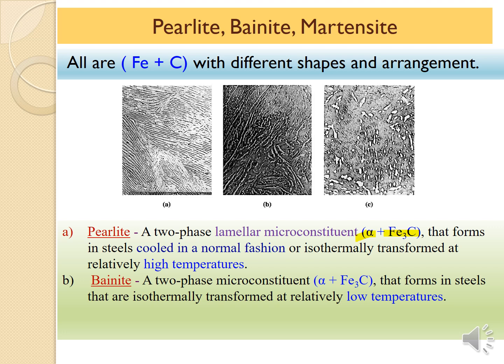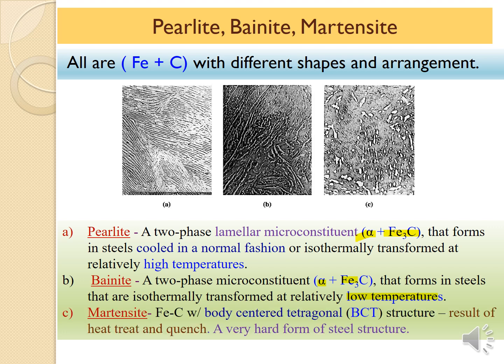Next we have bainite. It is also a two-phase microconstituent. It also has ferrite and cementite and forms in steel that is isothermally transformed at relatively low temperatures. It also doesn't have that lamellar microstructure. The last one is martensite. It is iron carbon with a body-centered tetragonal structure, which we call the BCT structure. It's a result of heat treatment and quenching. Martensite is a very hard form of steel structure. It's hard and brittle.